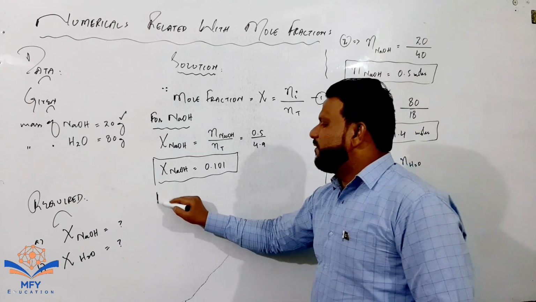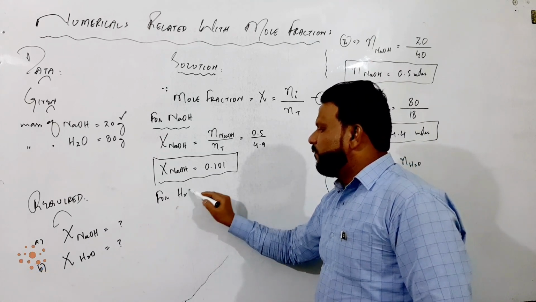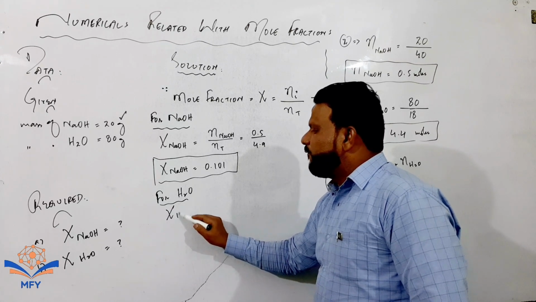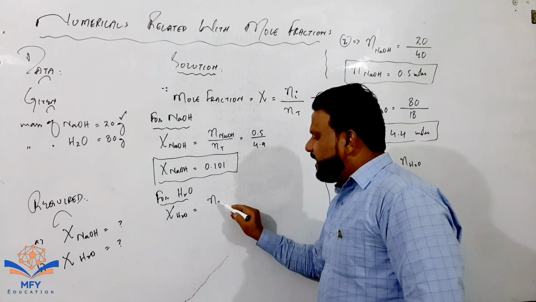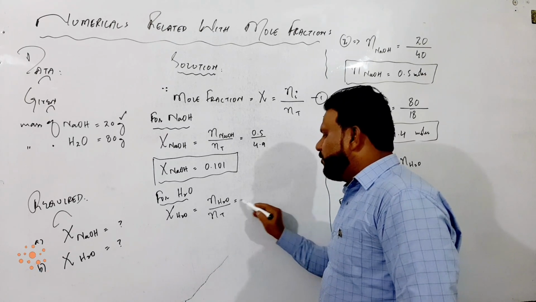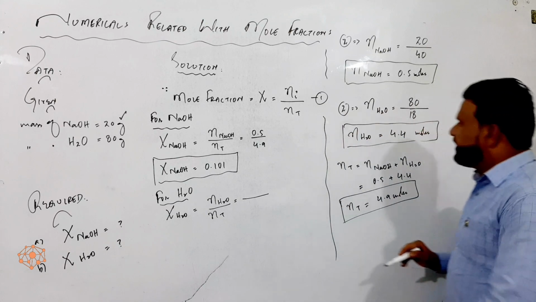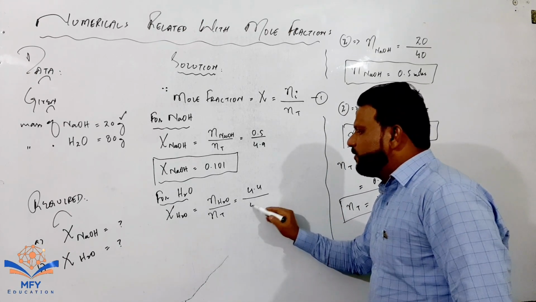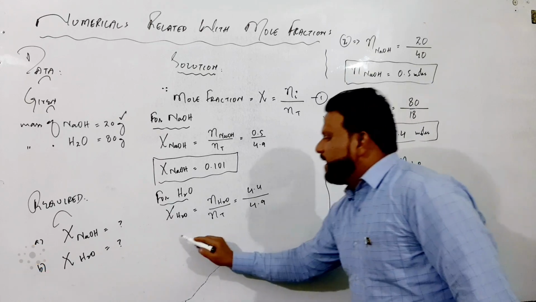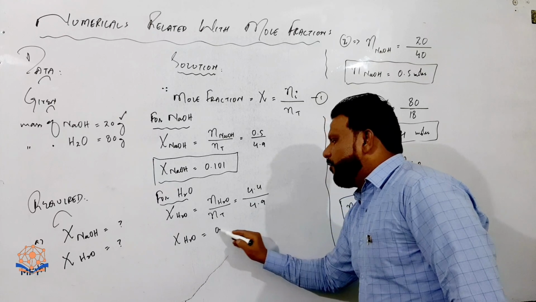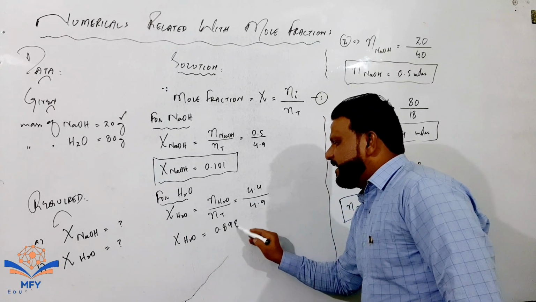Same method is for the mole fraction of water. Now mole fraction of water can be calculated by individual moles, that is moles of water, to the total moles. Moles of water become 4.4, 4.4 divided by total moles, that is 4.9. It means that mole fraction of water will be 0.898.